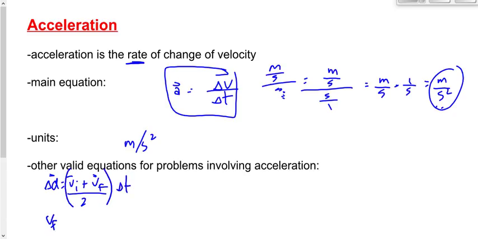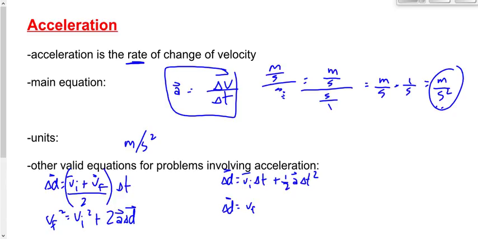Including vf squared is equal to vi squared plus 2ad. Including d is equal to vi t plus 1/2 a t squared. And including d is equal to, and this one's really close, vf t minus 1/2 a t squared.